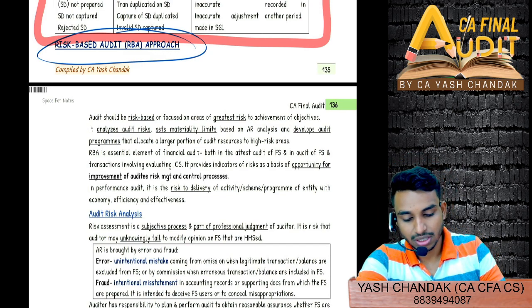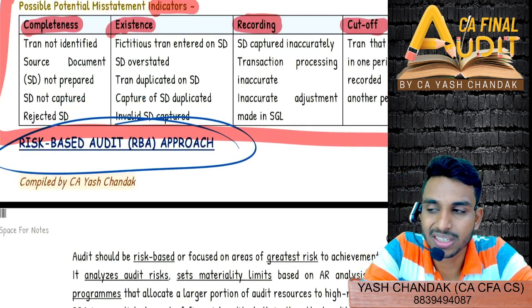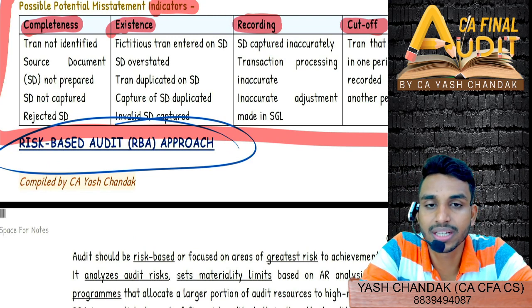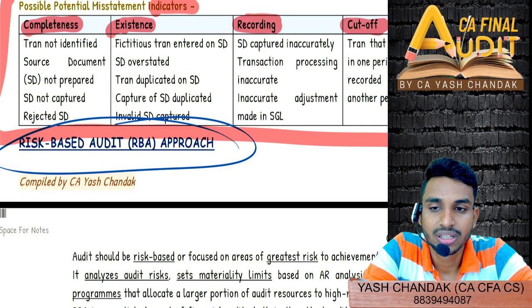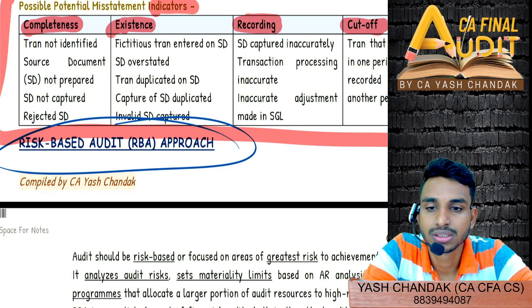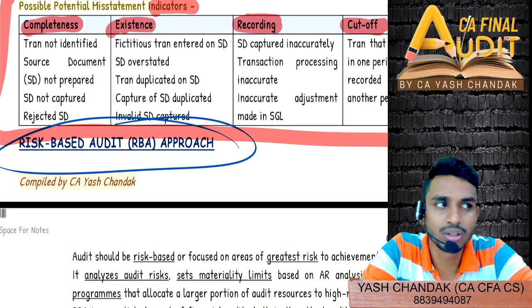Risk-based audit. What do you understand by the words risk-based audit approach? It's easy to comprehend. Try at least. Sir, after assessing the risk, the audit should be based on how significant the risk is and how to eliminate the risk. Hmm. Based on the risk, we'll audit it. Based on the risk you will audit.